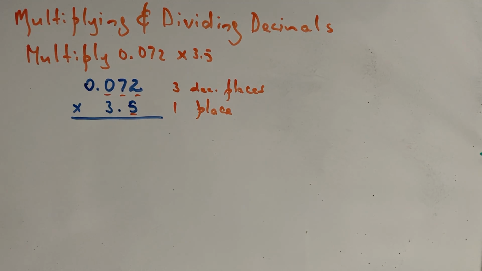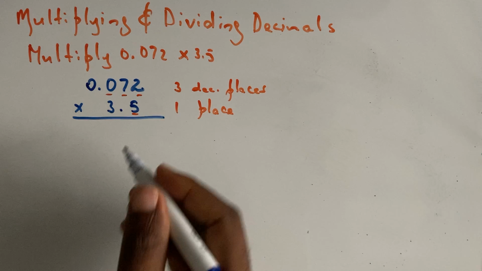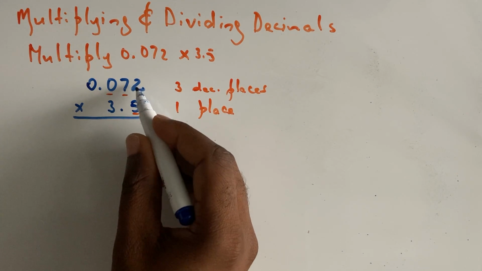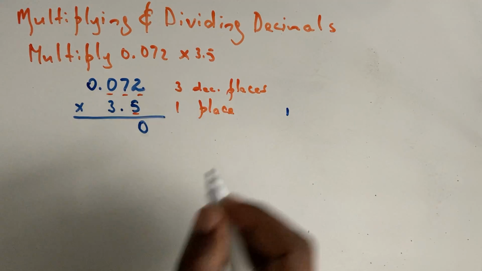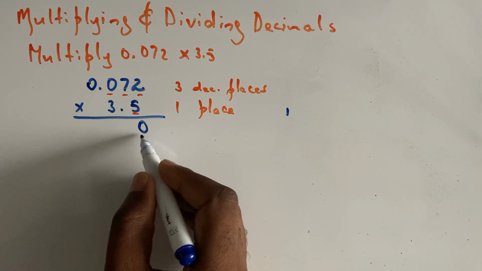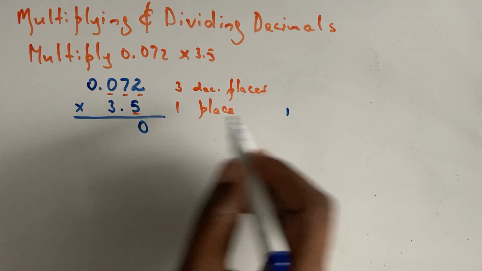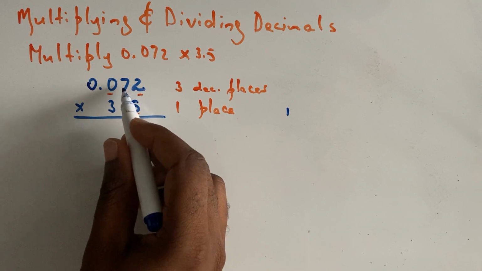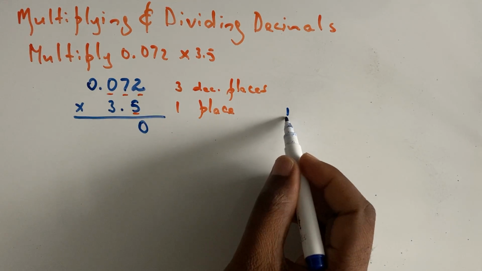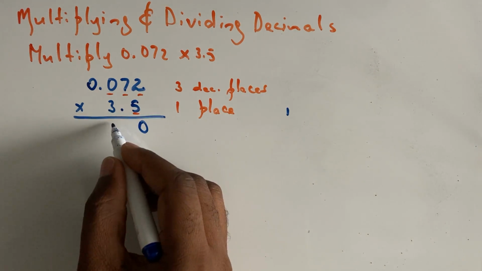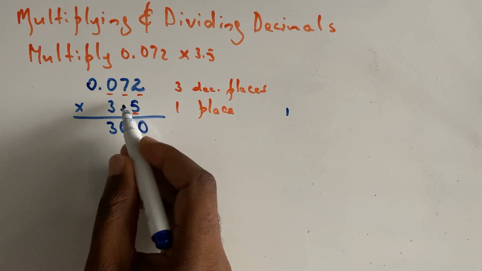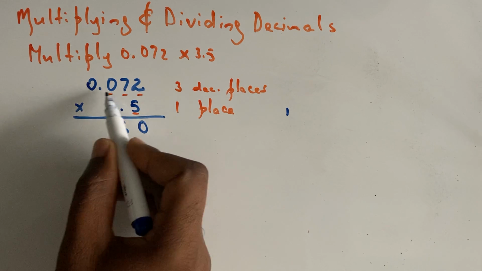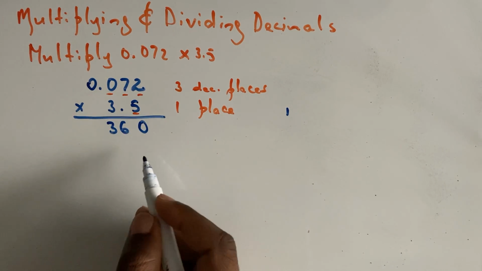But let's solve this, let's multiply. You do just like you would do for normal whole number multiplication. You go 5 times 2, which is 10, so you put 0 here, and there's a 1 remaining. Then 5 times 7 is 35. 35 plus 1 gives you 36. So I'm gonna put 36 here. Now you could do 5 times 0, but that will give you 0, so you don't have to do that.